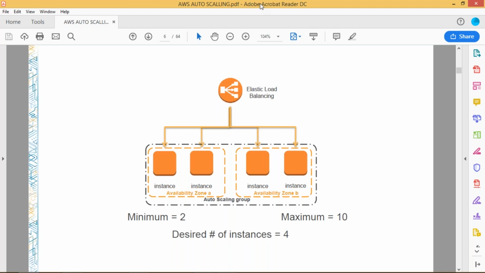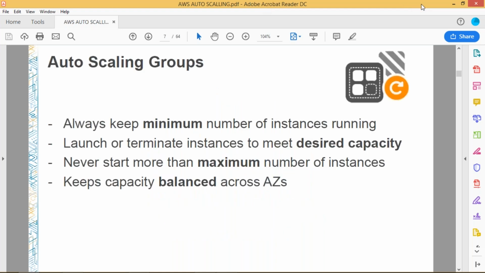Okay, so this is the elastic load balancer. We can go further. So auto scaling groups, why are we going to create auto scaling groups? The load balancer, EC2 instances, auto scaling, CloudWatch, these are some important terms when you're working on the AWS cloud, right?